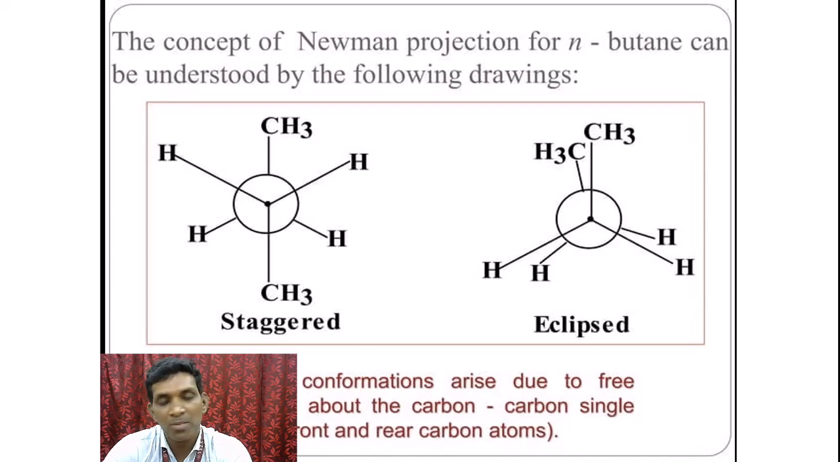So for the butane molecule, if you rotate about the central carbon bond, you will get two different conformers. One is the staggered conformer and the other is the eclipsed conformer. In the staggered conformer, both the CH3 groups are very far away from each other. In the eclipsed conformer, both the methyl groups are very close to each other. So these are examples which are visualized in the PPT.